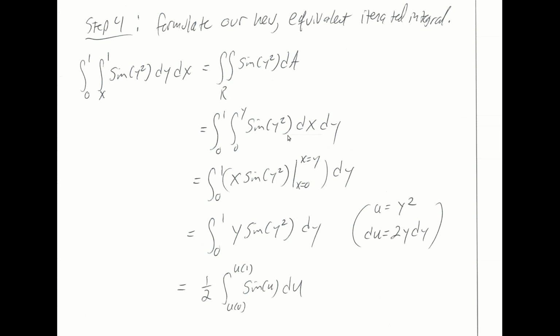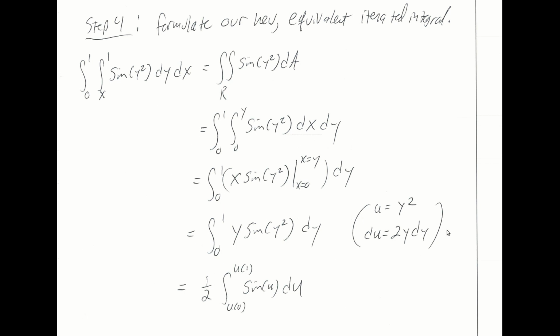Again, our integrand depends only on y, and the innermost integral is with respect to x, so that makes for an easy first integral. We just pick up a factor of x. It's like integrating 7 and getting 7x. This x value is going from 0 to y. It simplifies down to y sine y squared.